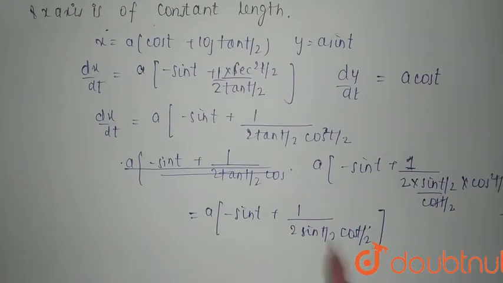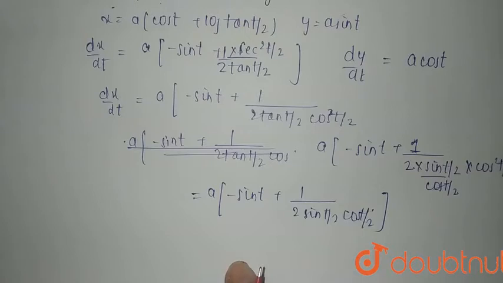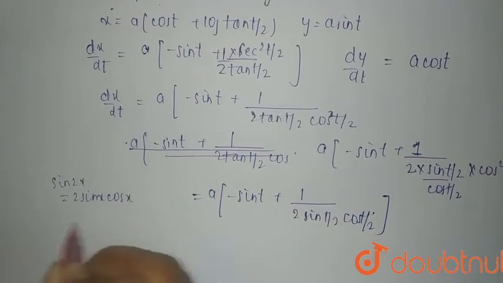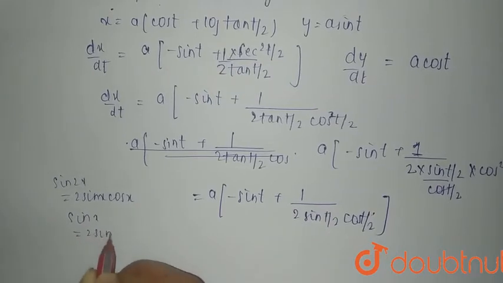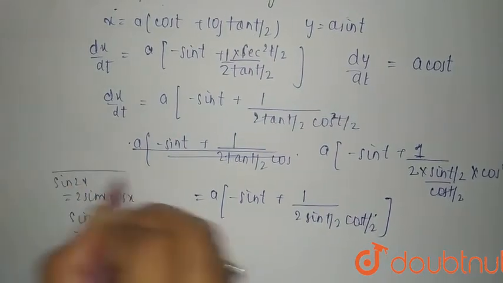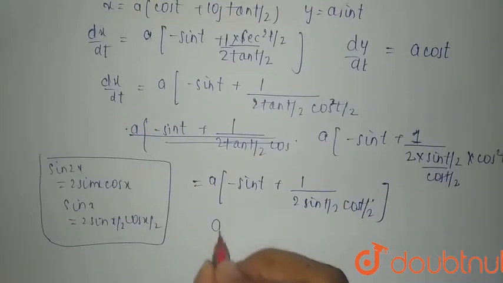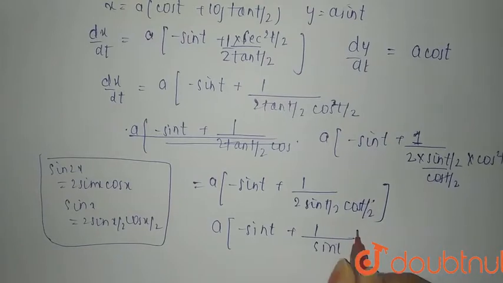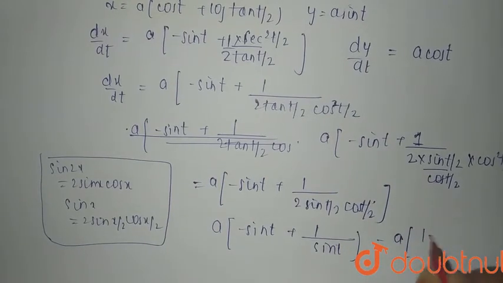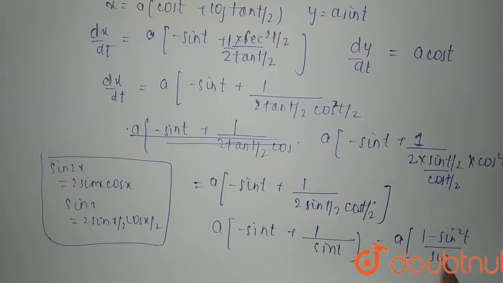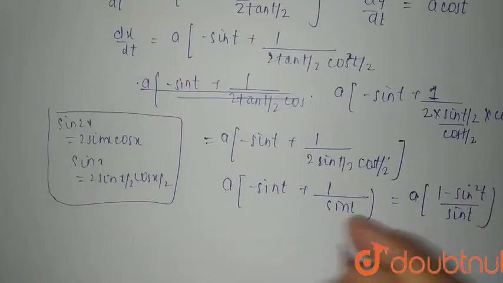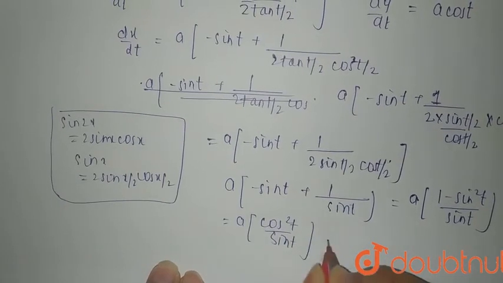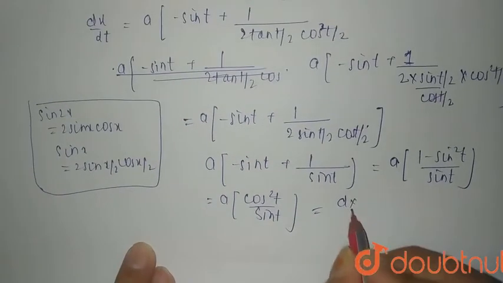As you know, 2 sin(t/2) cos(t/2) is an identity. What identity? You know that sin 2x is nothing but 2 sin x cos x. Then sin x will be 2 sin(x/2) cos(x/2). So by this identity, you will have a times minus sin t plus 1 upon sin t. So by taking the LCM, you have a times (1 minus sin square t) divided by sin t, and you know that 1 minus sin square t can be written as cos square t. So this is dx/dt, divided by sin t.